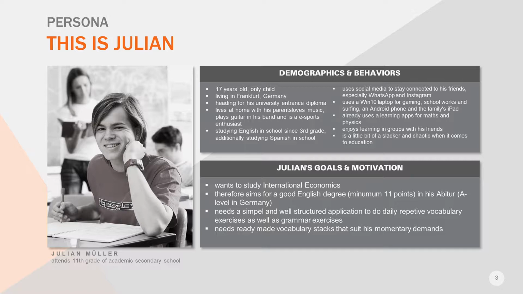Sometimes Julian is a little bit of a slacker and slightly chaotic when it comes to organizing himself. After finishing school next year, Julian wants to study international economics, which is mostly taught in English, and therefore he aims for a good English degree in school. Julian always likes things to keep going, so he's looking for an easy and clearly structured application to help himself exercising. Also, he needs ready-made vocabulary sets that suit his momentary demands.